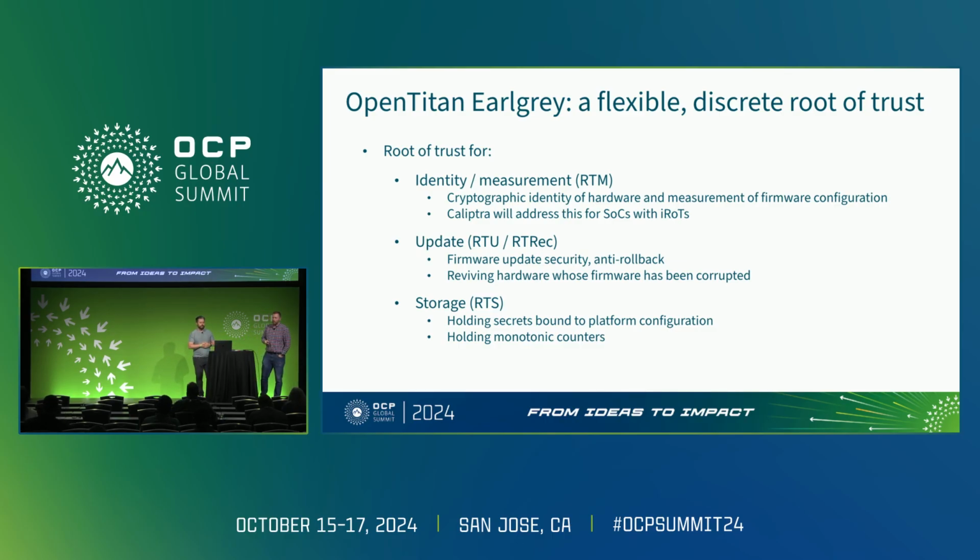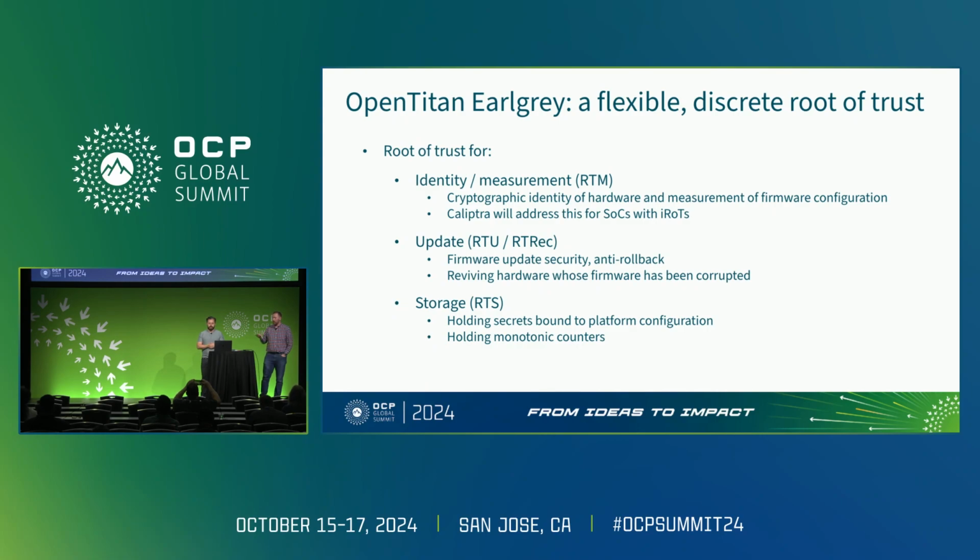So in OCP, we've often characterized roots of trust as wearing a number of different hats. It's not just a root of trust, it's a root of trust for X, where X can be identity, measurement, update, recovery, or even storage. And OpenTitan is designed to satisfy all of these use cases.